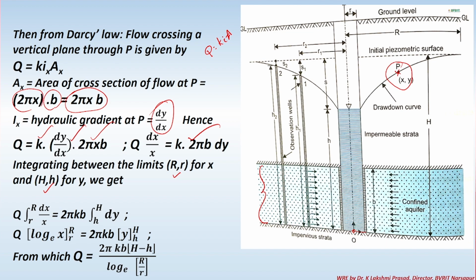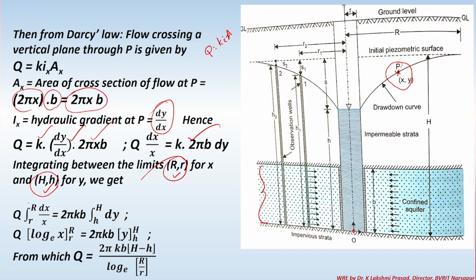So that's how this r and R has come. Similarly, what is capital H and small h? Small h is the water level in the well when pumping starts, after pumping. Then what is capital H? The piezometric surface at zero drawdown, that is the first thing. So these are the limits, from small r to capital R, from small h to capital H.